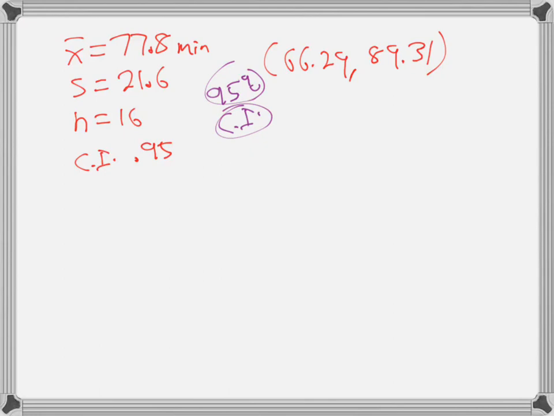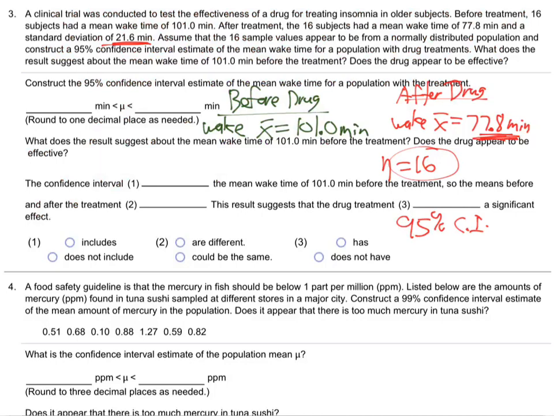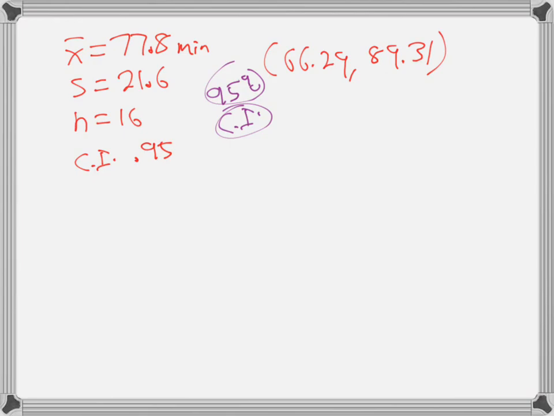What does that really mean? To bring that in, let's say, what was the average before the drug? There it is, 101. So what does that 66.29 to 89.31 really mean? What would you say to the person that says, how do we know how sure we are that the drug's working? Can we be confident the drug really is working? Or maybe those people were just luckily sleeping. Is there a chance of that? Is there a chance it was just luck? What do you think?